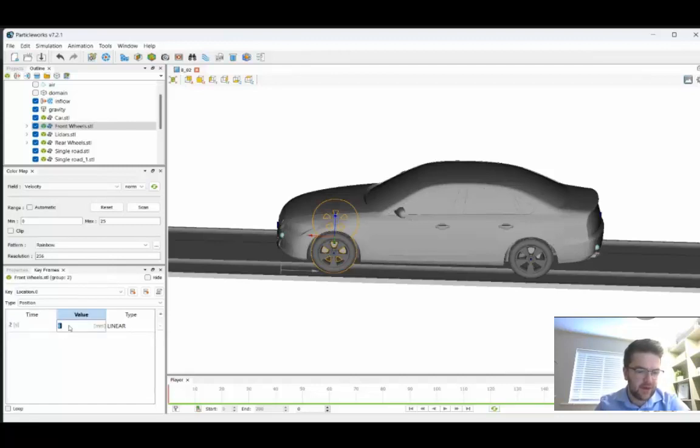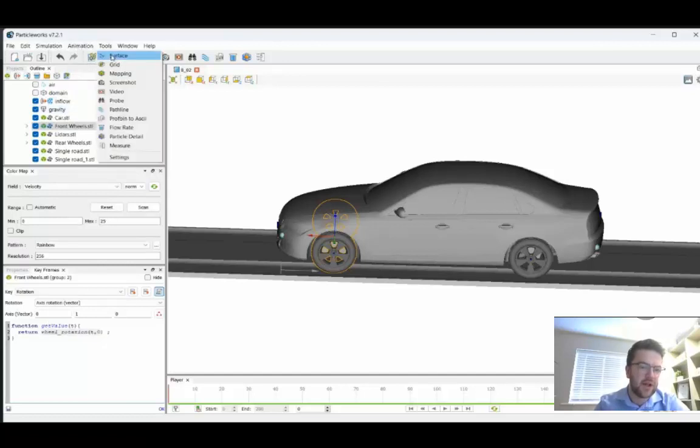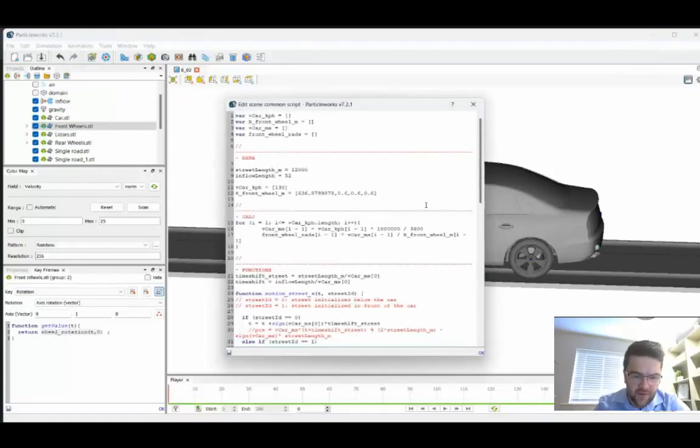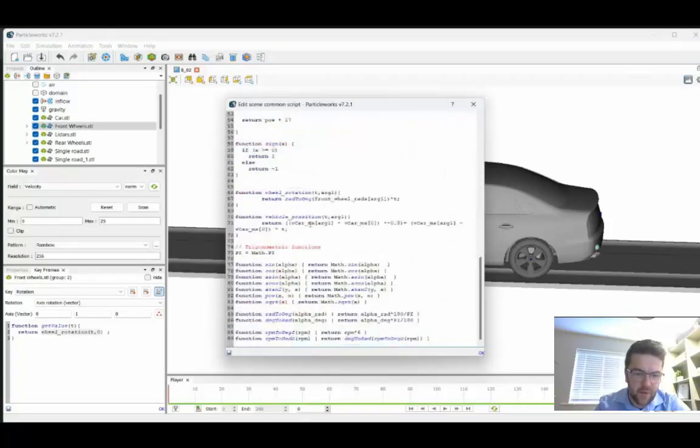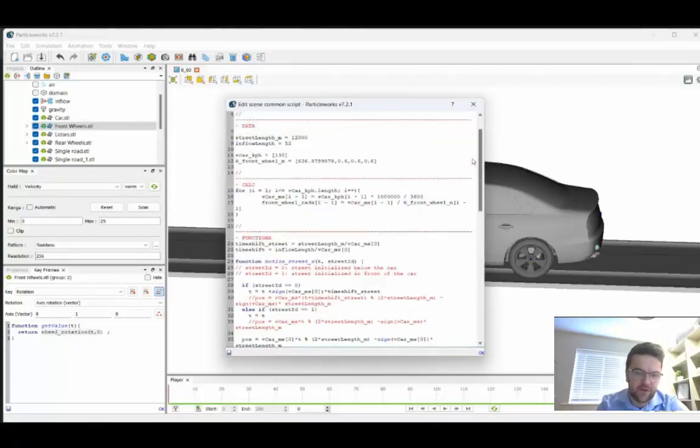Sorry, let me just get rid of these. But we can also do scripted keyframes. So in this case, I have a function in my common script called wheel rotation. I won't go into the maths behind it, but essentially, wherever wheel rotation is used, it's basically working out the rotation of the wheel based off some driving speed, which I've defined at the top here.